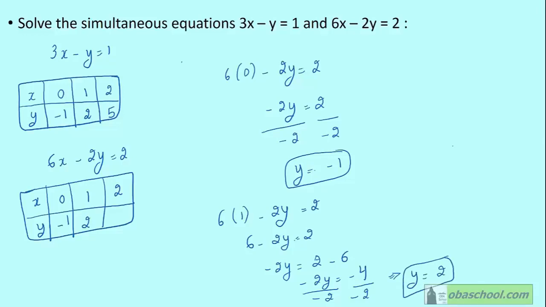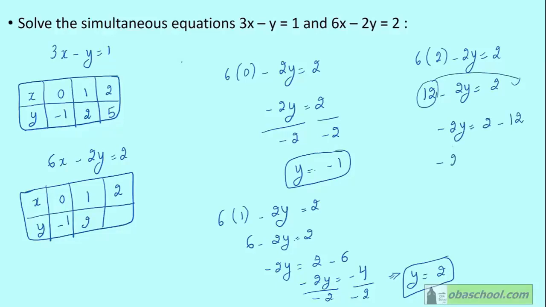Now for the last one, 6 into 2 minus 2y is equal to 2. So 12 minus 2y is equal to 2. And minus 2y is equal to 2 minus 12, since we're flipping the 12 to the other side. And minus 2y is equal to minus 10. Now divide both sides of the equal by minus 2, so y is equal to 5.